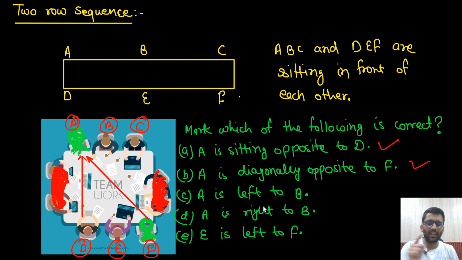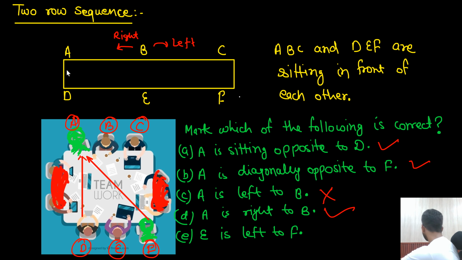A is left to B. Put yourself at the place of B. What will be your left and what will be your right? This will be your right, and this is your left. So you have to look where he is looking. He is looking at this side, so you have to rotate yourself. This is my right, this is my left. So A is not left to B. A is right to B. This is B. In his right, A is sitting.